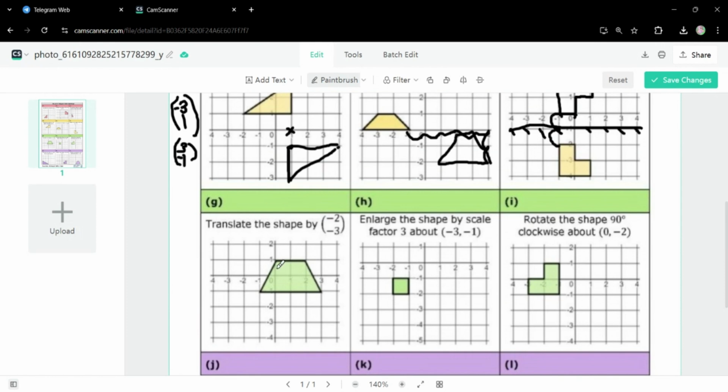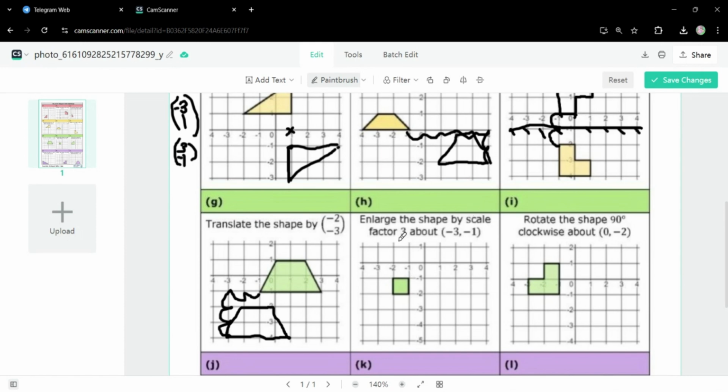Okay, now we're doing the other question, which is translate the shape by the vector (-2, -3). So we move 2 steps to the right, no, to the left, sorry, and 3 steps down, and we just form the shape according to that dot right there. You can kind of see the shape because only its placement changes; its direction, its shape, and its size don't change.